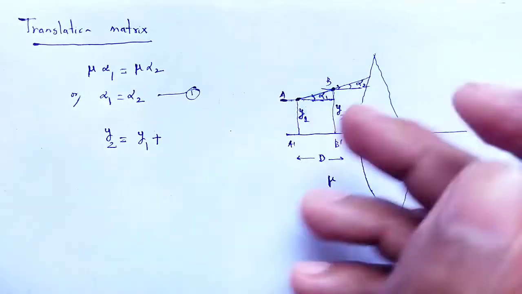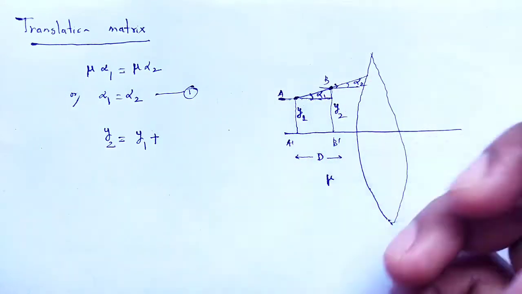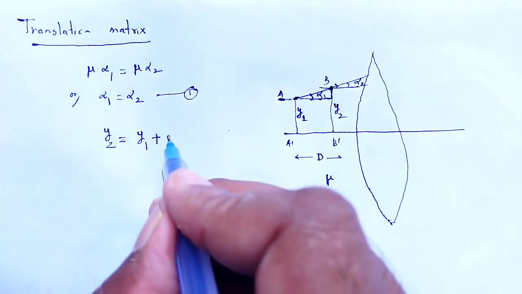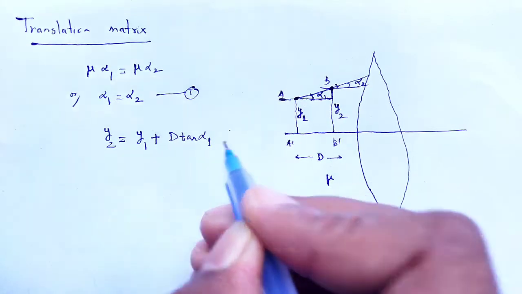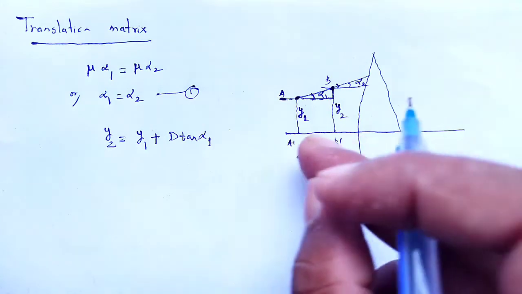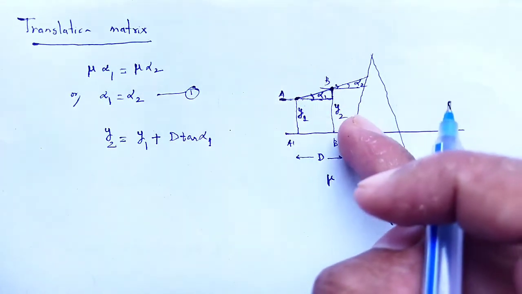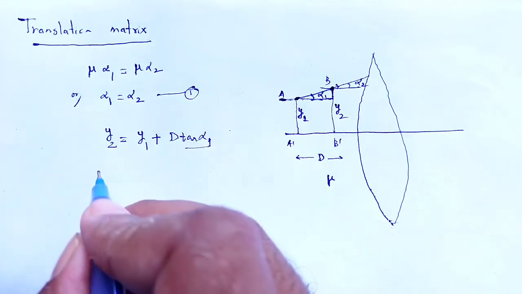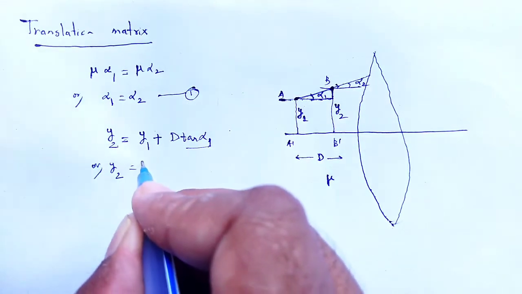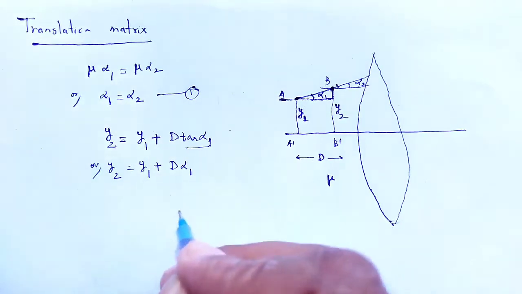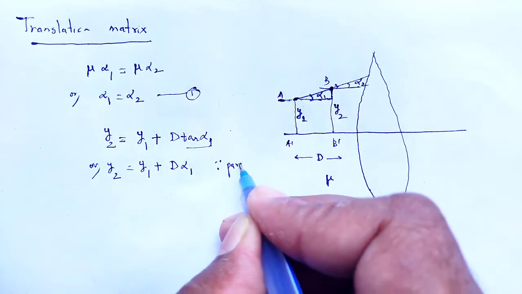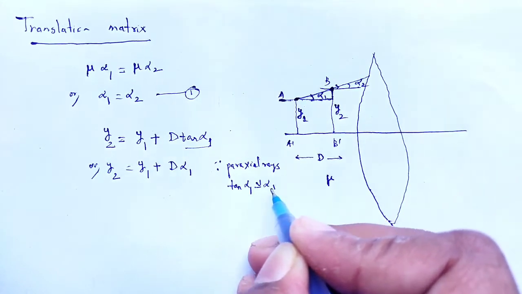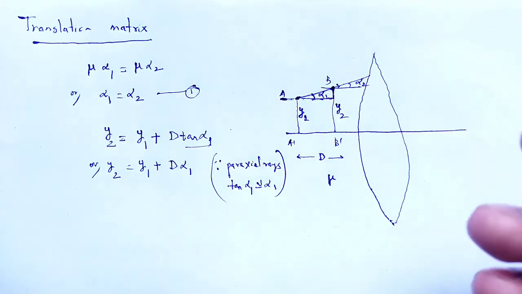is equal to y1 plus this section, is equal to d times tan of alpha 1. So d times tan of alpha 1. Since we consider paraxial rays, meaning the rays are very close to the principal axis, the angle subtended will be very, very small. So tan alpha 1 is nearly equal to alpha 1, or y2 is equal to y1 plus d alpha 1, for paraxial rays tan alpha 1 is nearly equal to alpha 1. Angle subtended is very, very small.